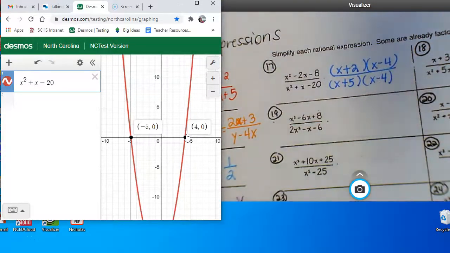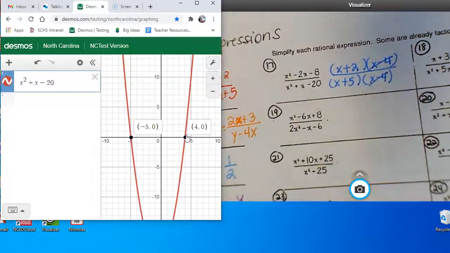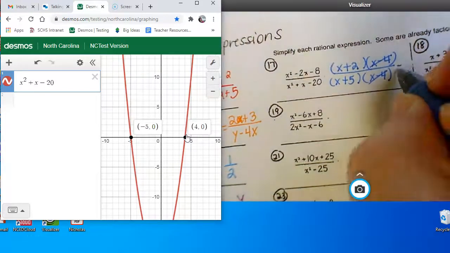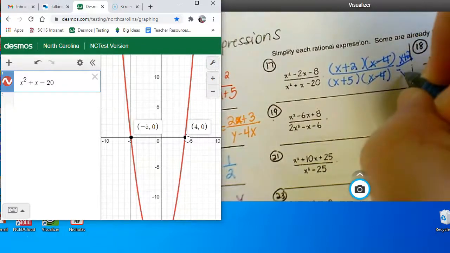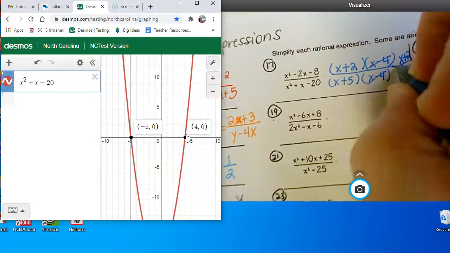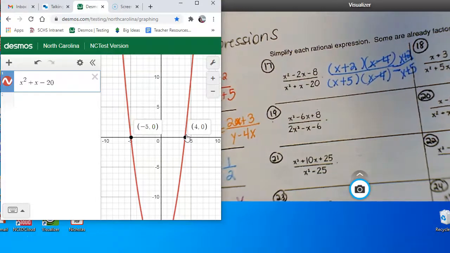And what that means is now I can figure out if there's things on top and bottom that are the same that you can get rid of. And the x minus 4s are the same. You can just get rid of the whole term. And then that leaves you, and I'm sorry I'm running out of room, but it's x plus 2 over x plus 5. You can't get rid of those x's because they're not being multiplied. They're being added, and so that makes it a little bit more complicated.